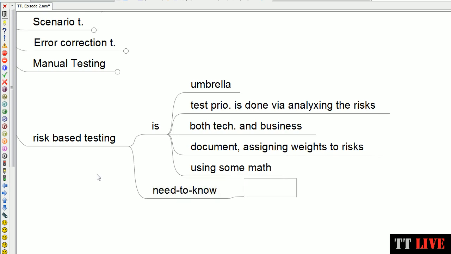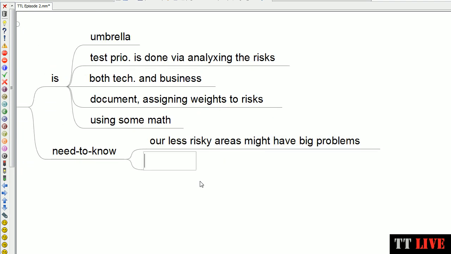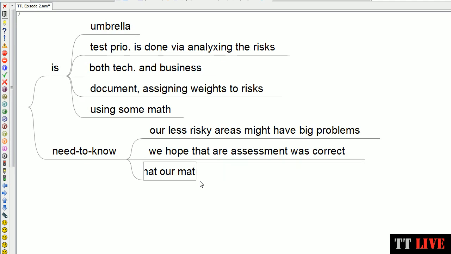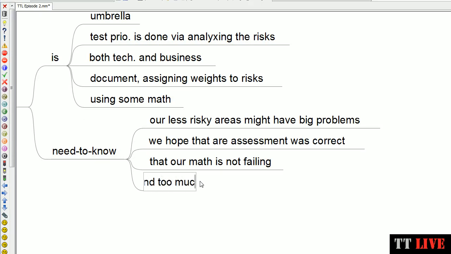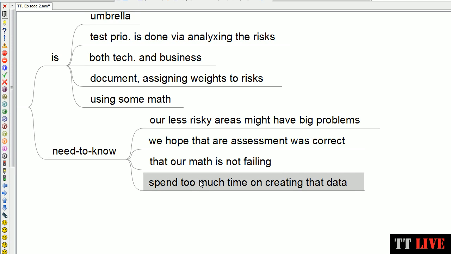So we trust in the math and our assessment of the risks. The need to know comes exactly from there: our less risky areas might have big problems that we don't test, and we hope that our assessment was correct, that our math is not failing, and thus we're not having bad coverage of the product. The math can be very simple or very advanced. I've seen things where risky areas are assigned 5 different attributes, and then it uses big calculations to figure out what we should test. And I think we might spend too much time on creating that data that we should have actually used on testing and been better off from it.